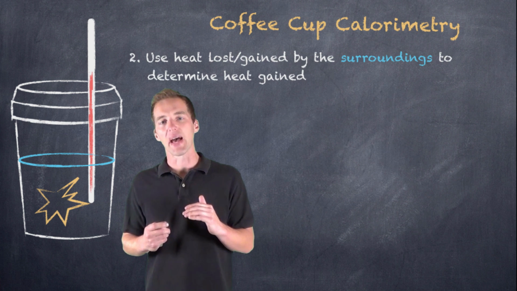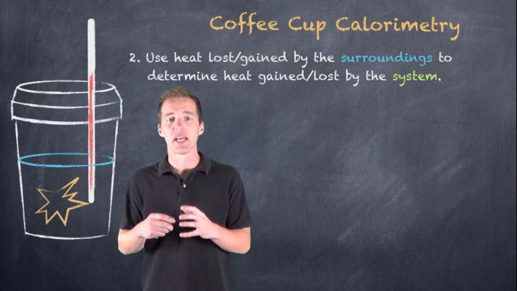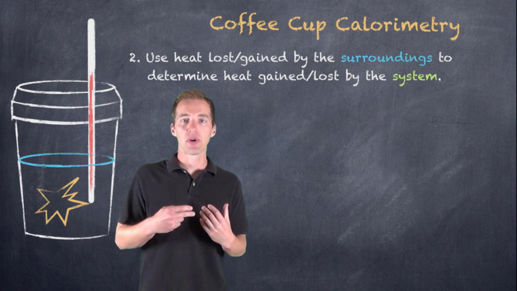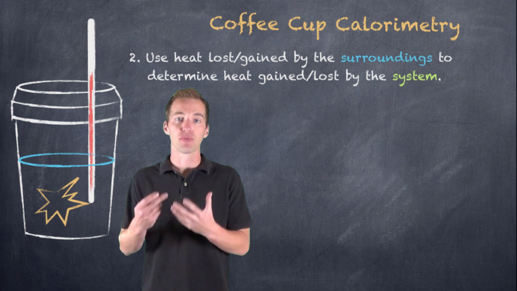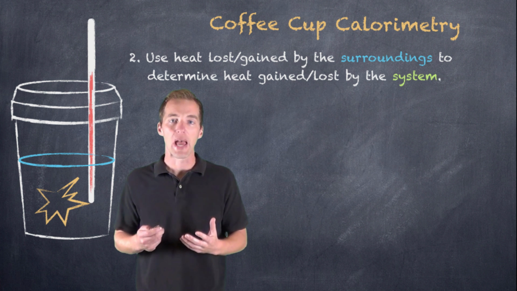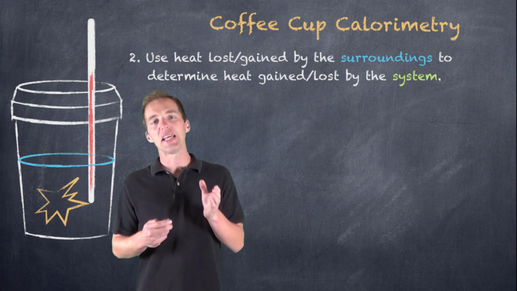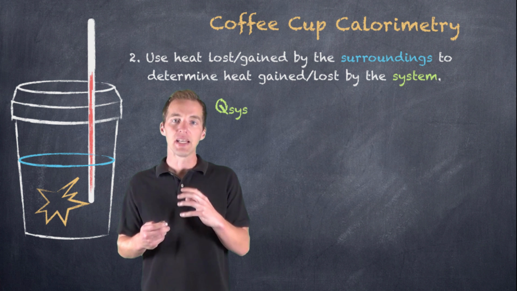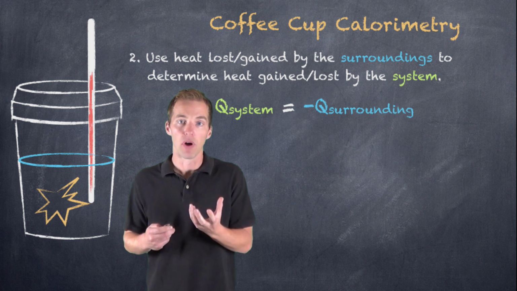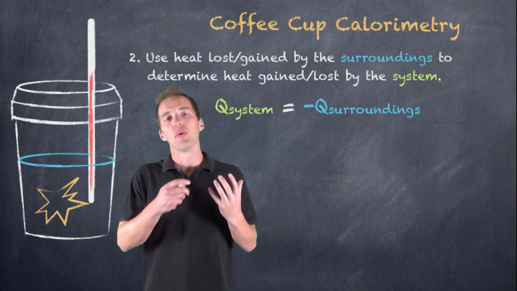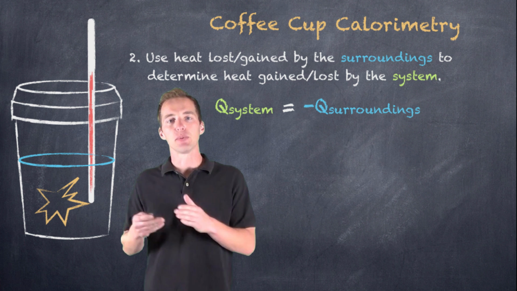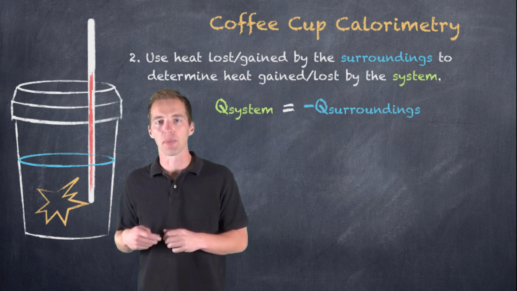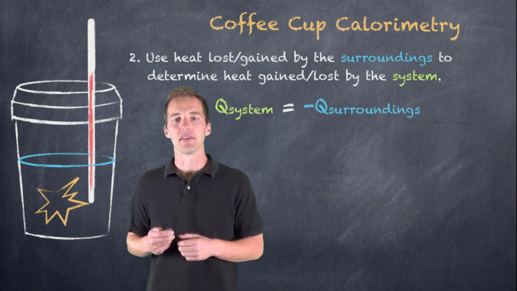Now, once we've done that, we have to have the understanding that any energy transfer to the water is from the reaction, or any energy transfer from the water is to the reaction. So we understand that any heat lost to the water is from the system, and any heat gained from the water is to the system. So we say that the heat of the system is equal to the negative heat of the surroundings. That is, whatever heat was gained or lost by the water is lost or gained by the system.